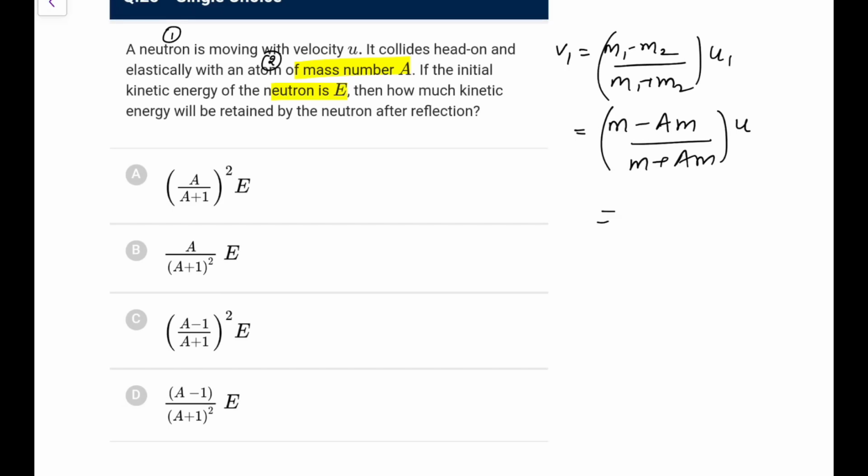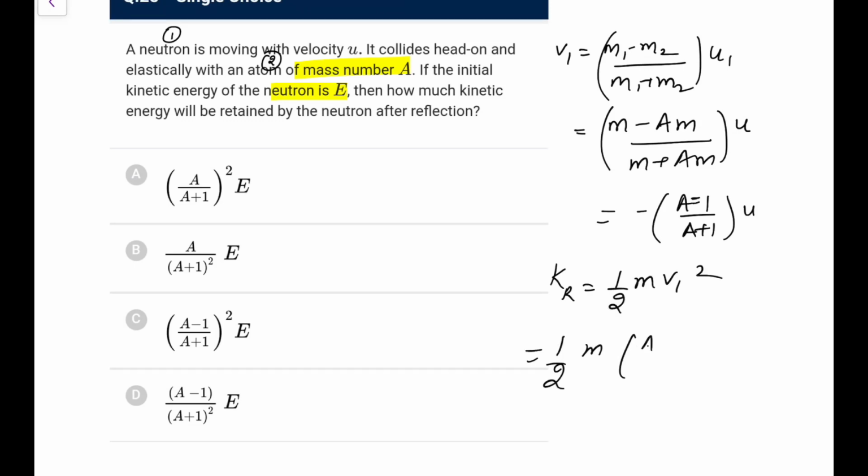So that becomes negative, which means it will reverse the direction, and I can check the magnitude as A minus 1 over A plus 1. So it is (A minus 1) over (A plus 1) times u. So what is the kinetic energy retained? The kinetic energy retained fraction, how much will be retained? Kinetic energy retained would be half m v1 square, which is half m into (A minus 1 upon A plus 1) whole square into u square. This is half m u square initially, so E into (A minus 1 upon A plus 1) whole square. So I think option C matches up.